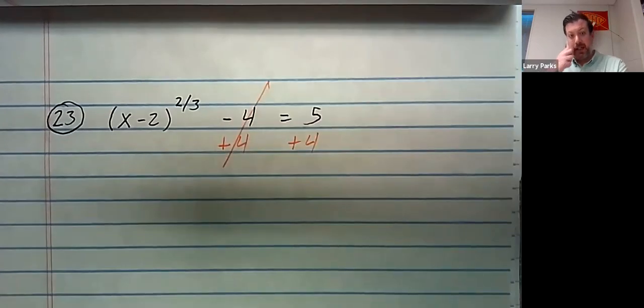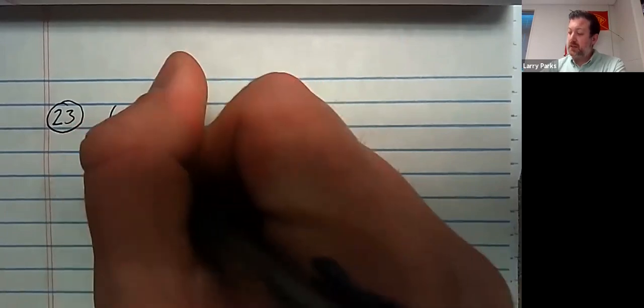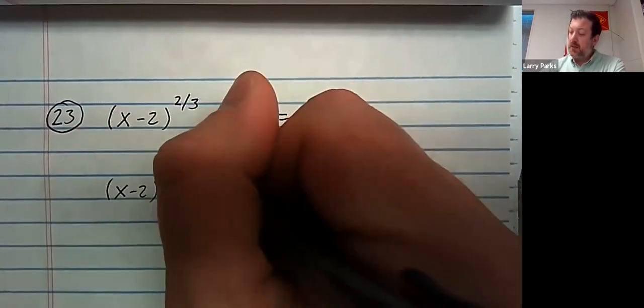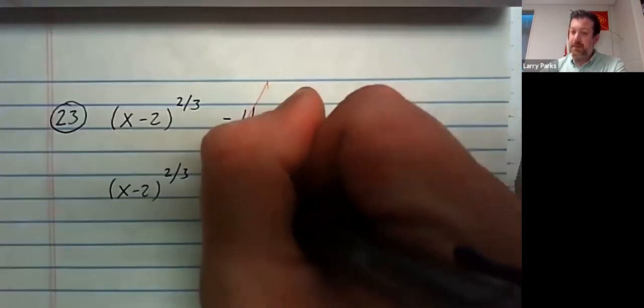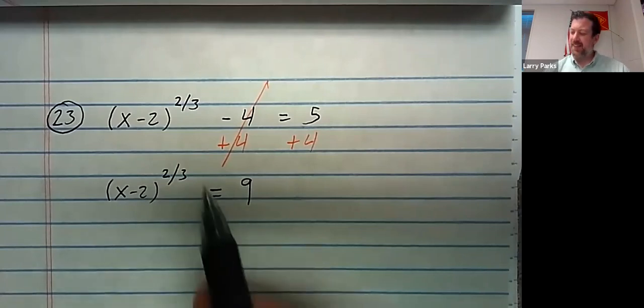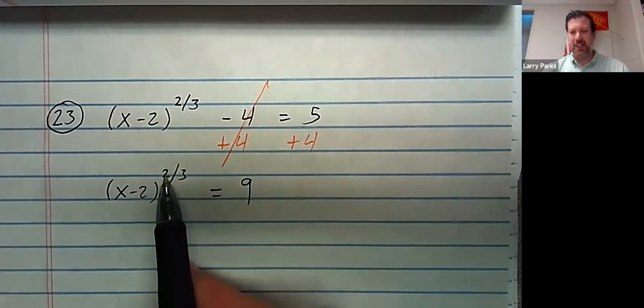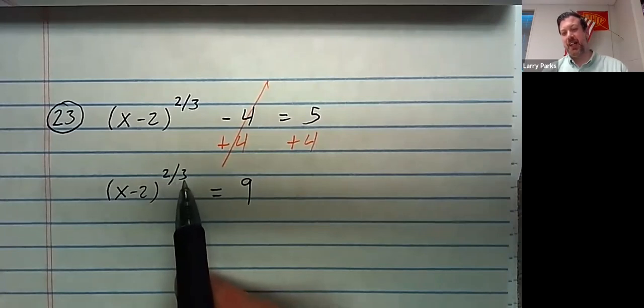And I get (x minus 2) to the 2/3 equals 9. Now, what do you do from here? Okay, so you've got to remember, there's 2 ways to think about this. This is your exponent, so we need to square root both sides. This is your radical, so we need to raise both sides to the 3rd.